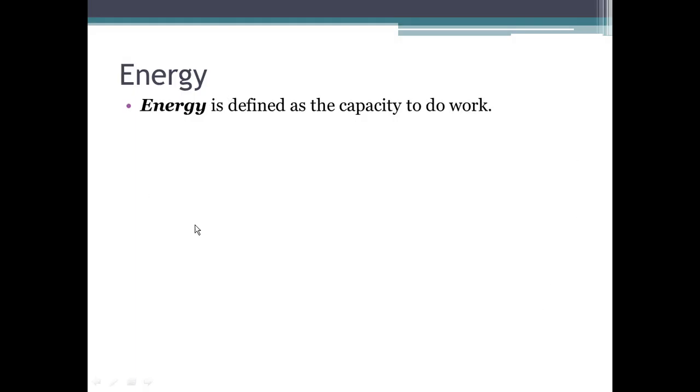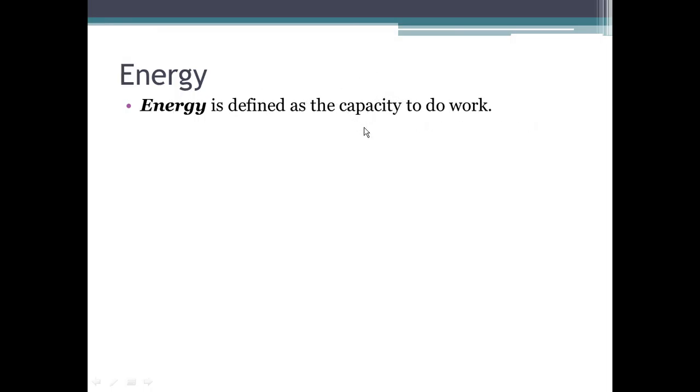Now, try to notice the definition of energy. It is defined in terms of work, and the work here refers to the scientific work that was defined in the first part of this video lecture series. Okay, so try to notice how the concept of energy was defined. It is the capacity to do work or the ability to do work.